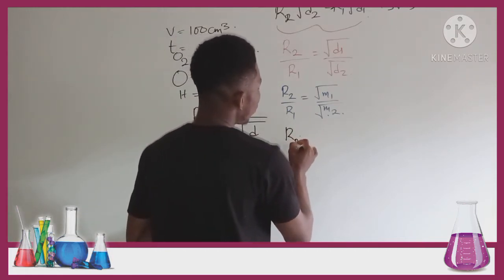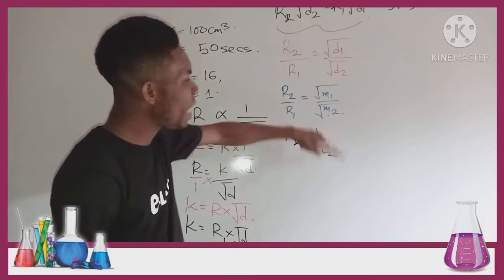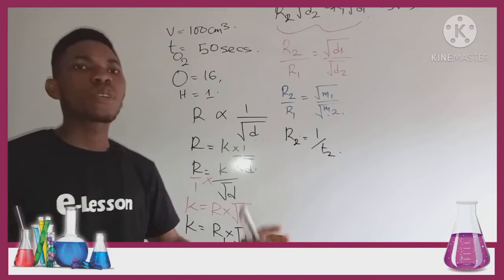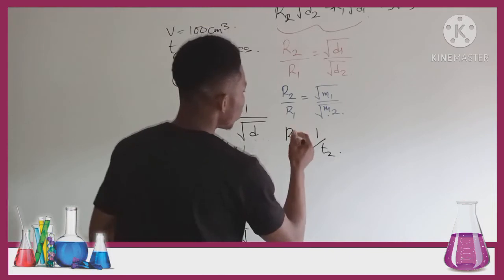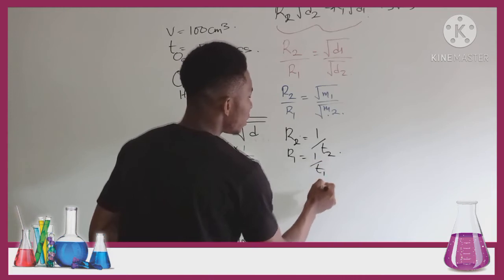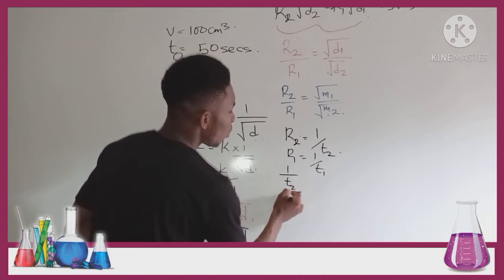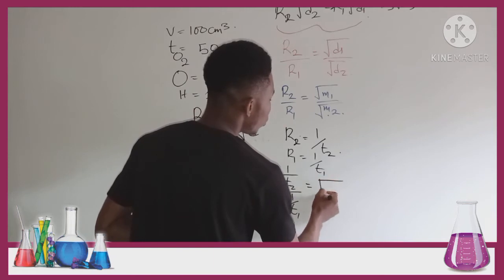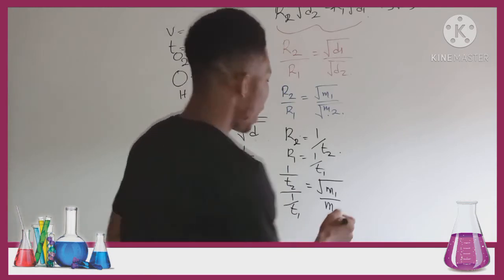Basically, when you get here, note that rho 1 or rho 2 is equal to 1 over t. That is to say that the rate is the inverse of the time of diffusion. You don't need to prove all these if you already have them in your head. So we substitute this into the equation. In place of rho 2, put 1 over t2, and in place of rho 1, put 1 over t1. So this becomes 1 over t2 over 1 over t1 is equal to root m1 over m2.